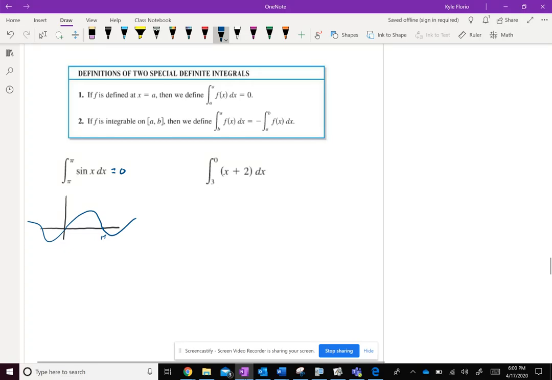So it makes sense that if your upper and lower bounds are the same, there is no area if you don't have any width. Like the area of a rectangle with a base of 0, 0 times anything is going to give you 0.